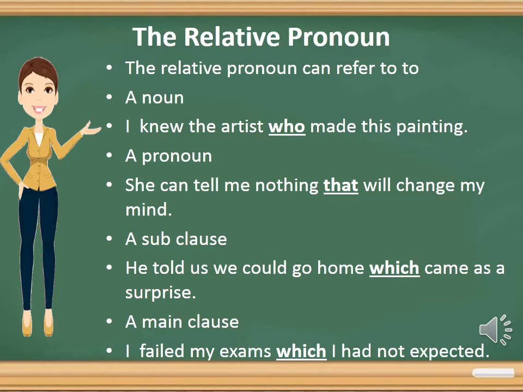A subordinate clause: he told us we could go home, which came as a surprise. In this sentence, children, he told us we could go home is the main clause and came as a surprise is the subordinate clause, which is referring to the subordinate clause came as a surprise. A main clause: I failed my exams, which I had not expected. In this particular sentence, children, which is referring to the main clause, I failed my exams.